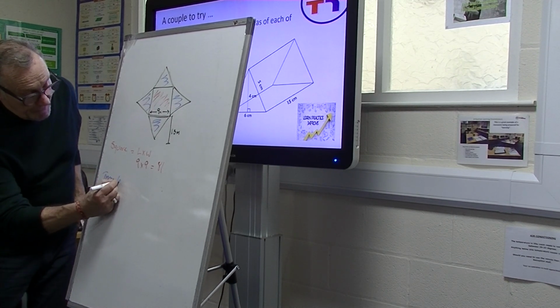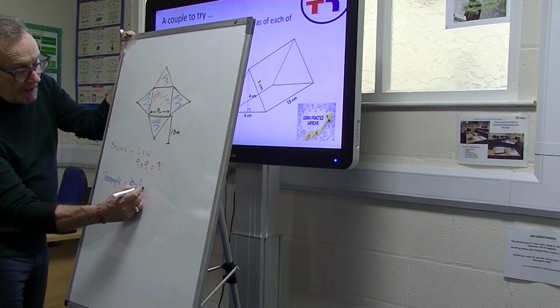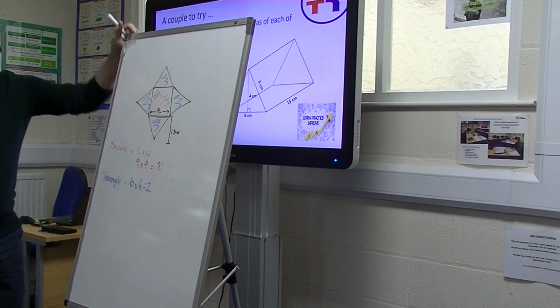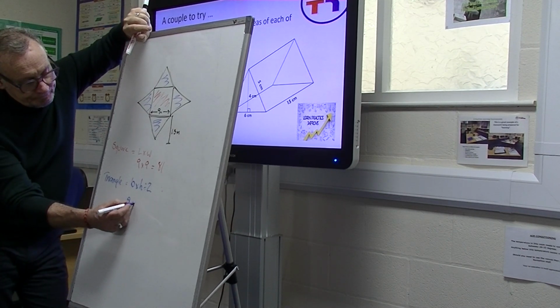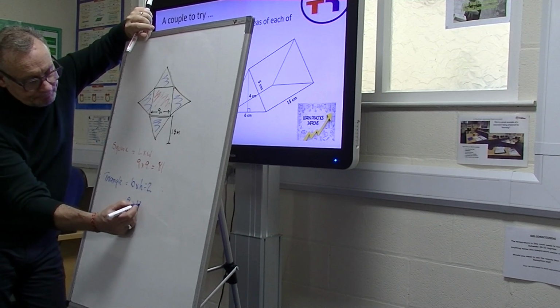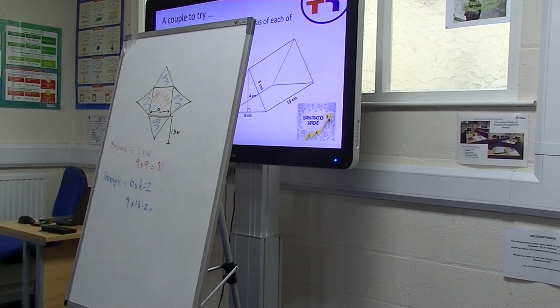So we know the formula for working out a triangle. Base times height. We've already mentioned it a little bit earlier on. So we've got 9 times 13 divided by 2. Let's get the calculator and work that one out. 58.5. Yeah.